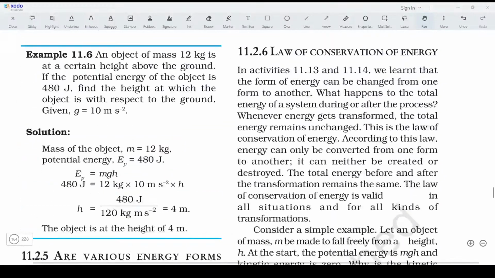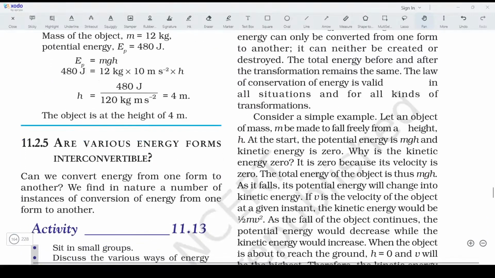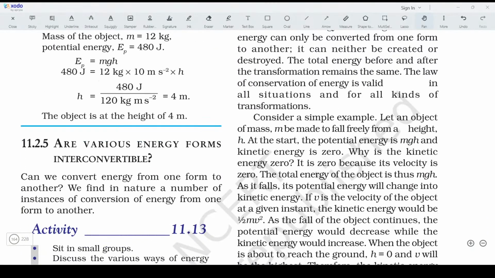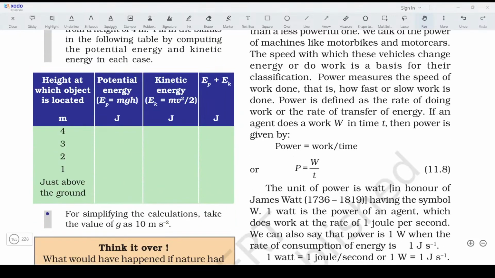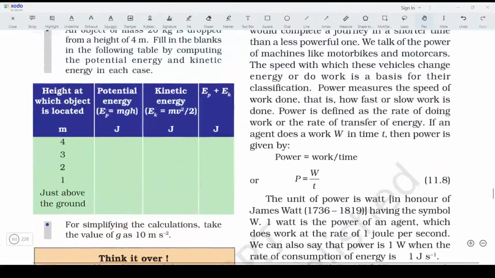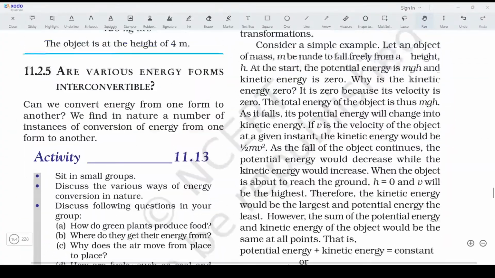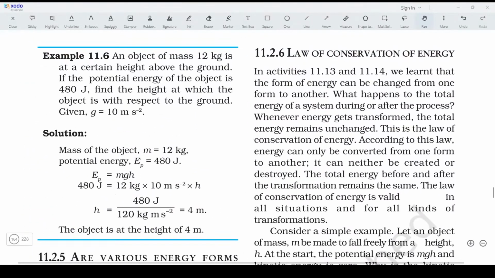Next important question: what is the law of conservation of energy? I don't think this is coming. Are you sure? I think it was there last time. We did power last time also, right? Power we did, but I think this was not there. I remember something in this chapter was not there. Just check.